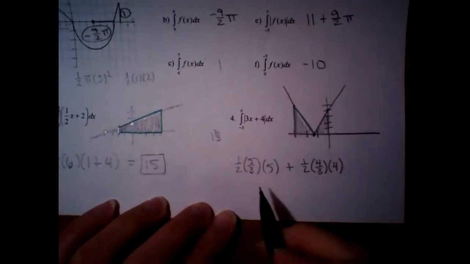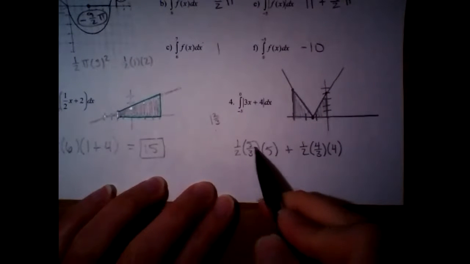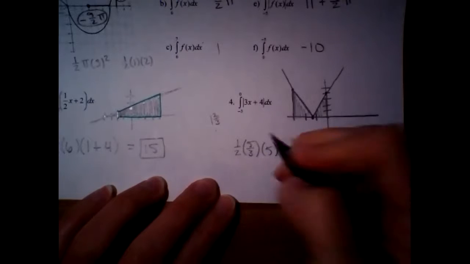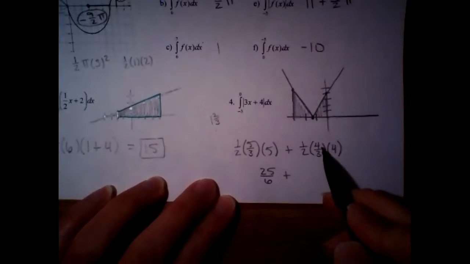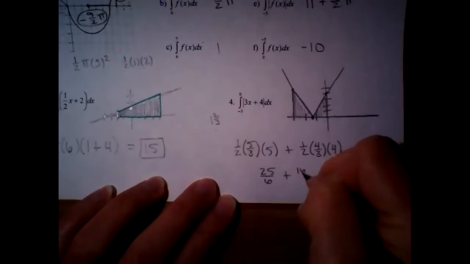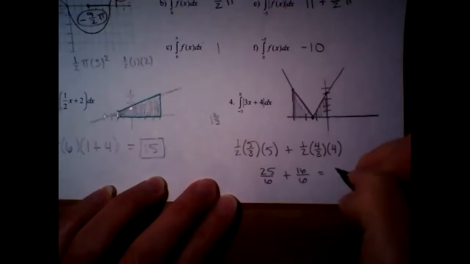So let's see. And again, if it's free response, you can totally stop there. But let's see, I don't know how messy this is going to get. 5 times 5 would be 25. 2 times 3 would be 6. So this is 25/6, plus, all right, and then this would be 16/6. Which would be, what is that, 41/6?